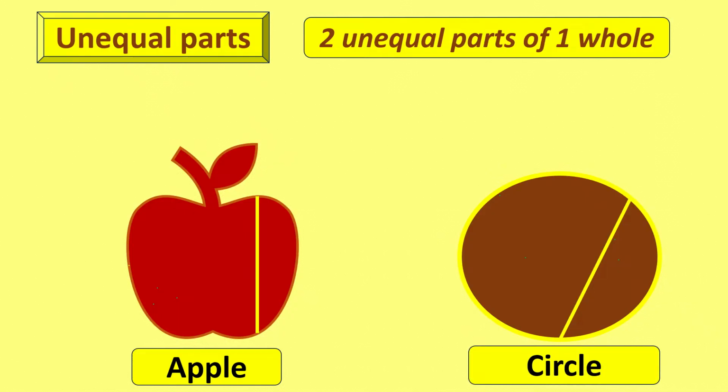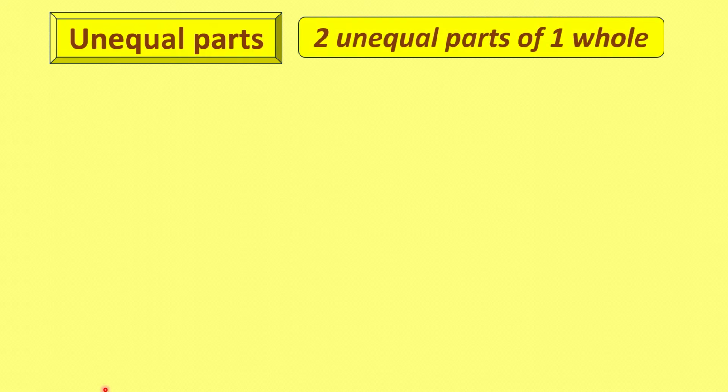The name of that object is circle. Look at here. Now we again build our understanding about the unequal part, related with the other image. Okay, which image is that? That image is a circle, bacha. So again we cut the circle from anywhere. Okay, we get two parts, the first one is here and the second one is here, but both are not the same.